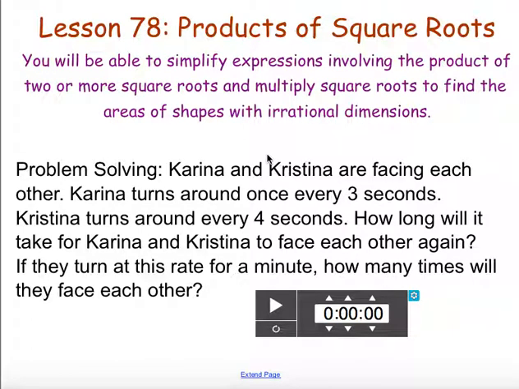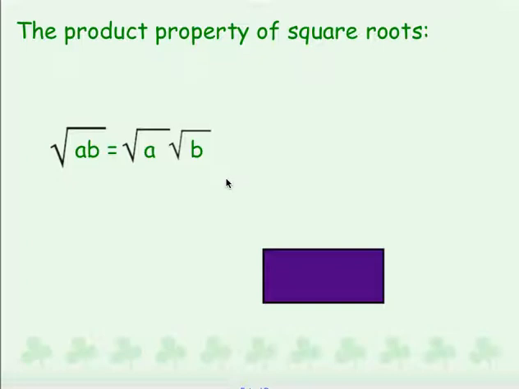Course 3, Lesson 78, we are looking at the products of square roots. So being able to take these radicals and multiply them together. Now we have a product property of square roots where it says if we have the square root of a times b, that can actually be simplified to root a times root b. This allows us that sometimes if the square root of a is a perfect square, I can simplify that. Or if b is a perfect square, I can simplify that.